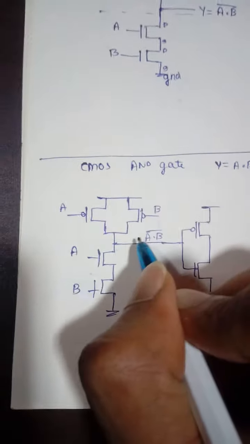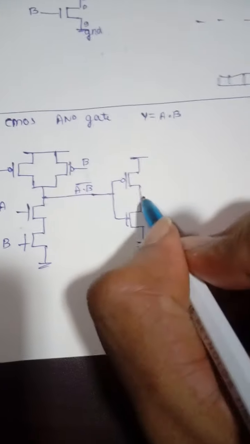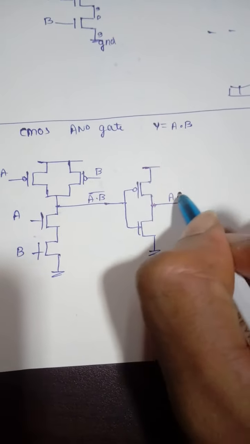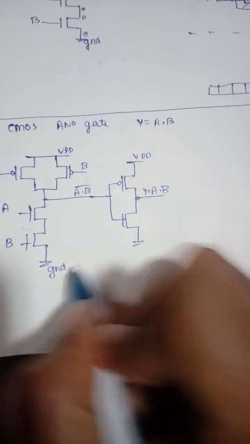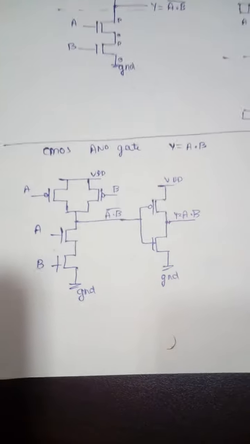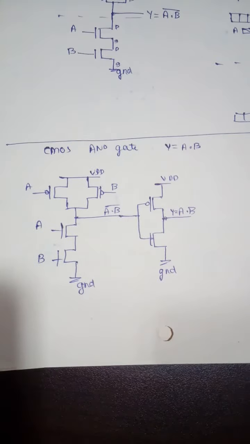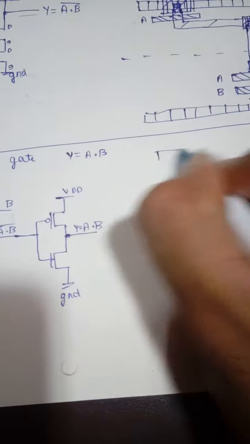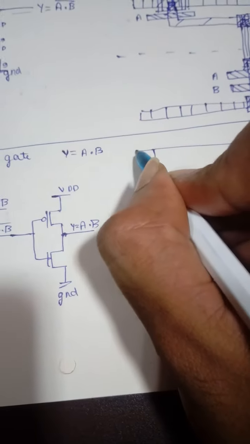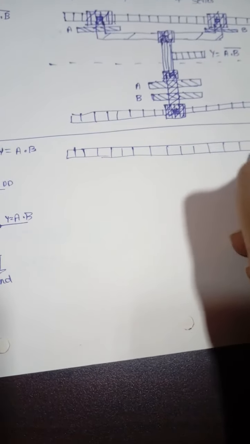I'm giving the output of the NAND gate to the inverter so that it will be complemented and you get Y is equal to A dot B. So this will be VDD and this will be the ground, right? This is the circuit diagram for your CMOS AND gate. Now we will draw the layout for that. The layout is nothing but the combination of those two layouts connected together, that is, the above two layouts explained.